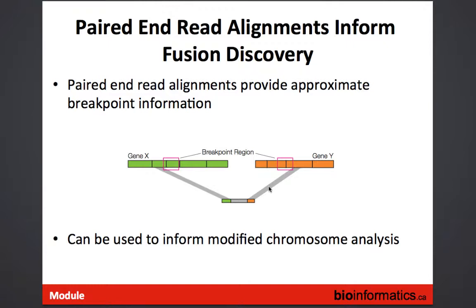We can either take the approximate region where we think the breakpoint is on either side, put those two regions together, and try and align reads to those regions in this way that we've described here. Or another way is people assume that the fusion boundary only occurs at an exon boundary, and then they just concatenate all of the exons together and try and align to those concatenated exons.